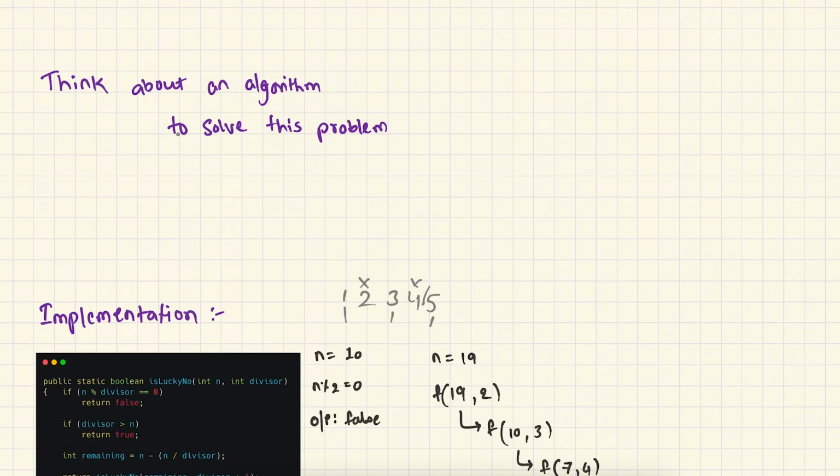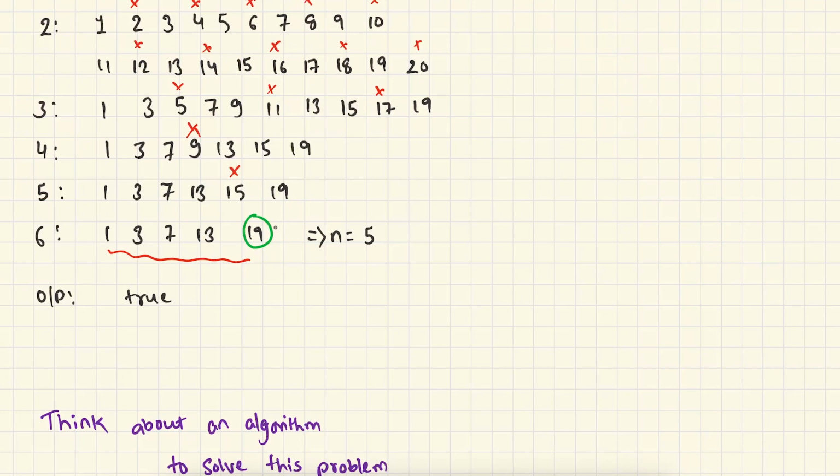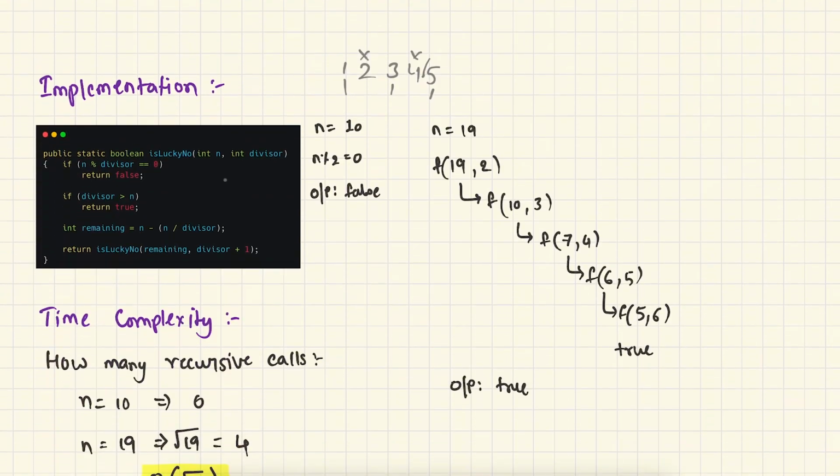Let me show you once again. When we reach that condition, it means we reach here. It means our n is smaller than the divisor. That's why if we reach this condition, it means the number is a lucky number and we simply return true, right?